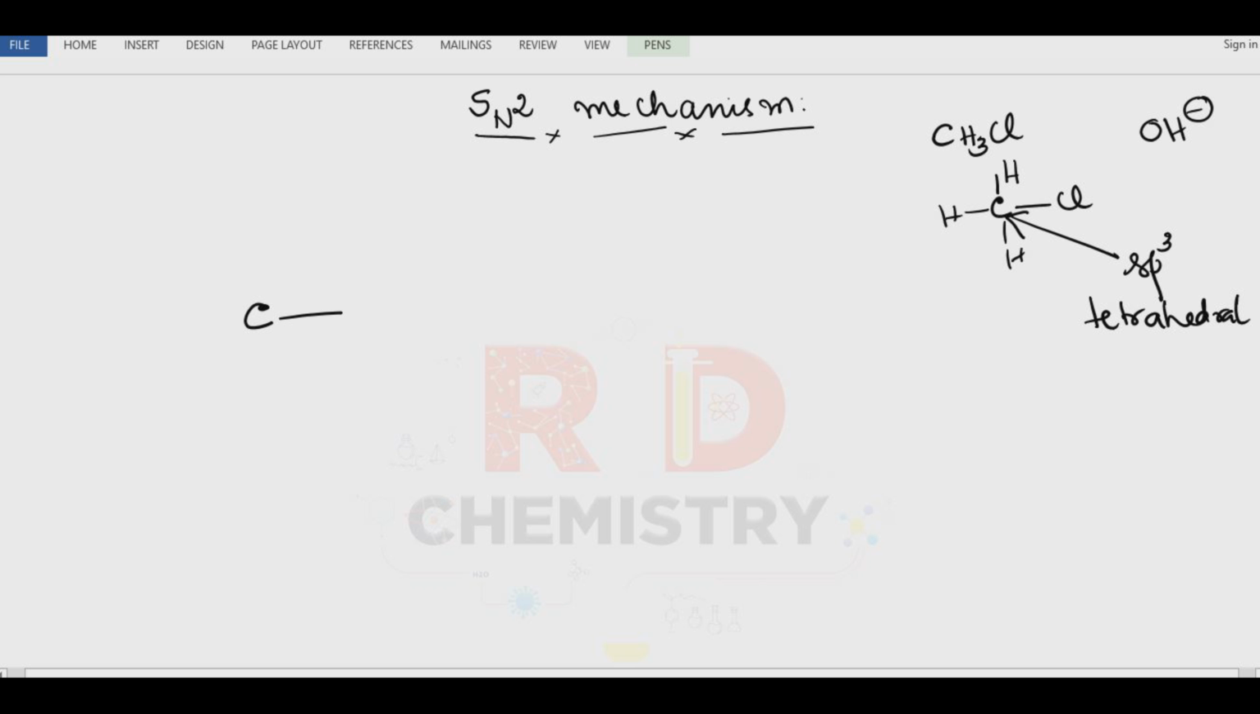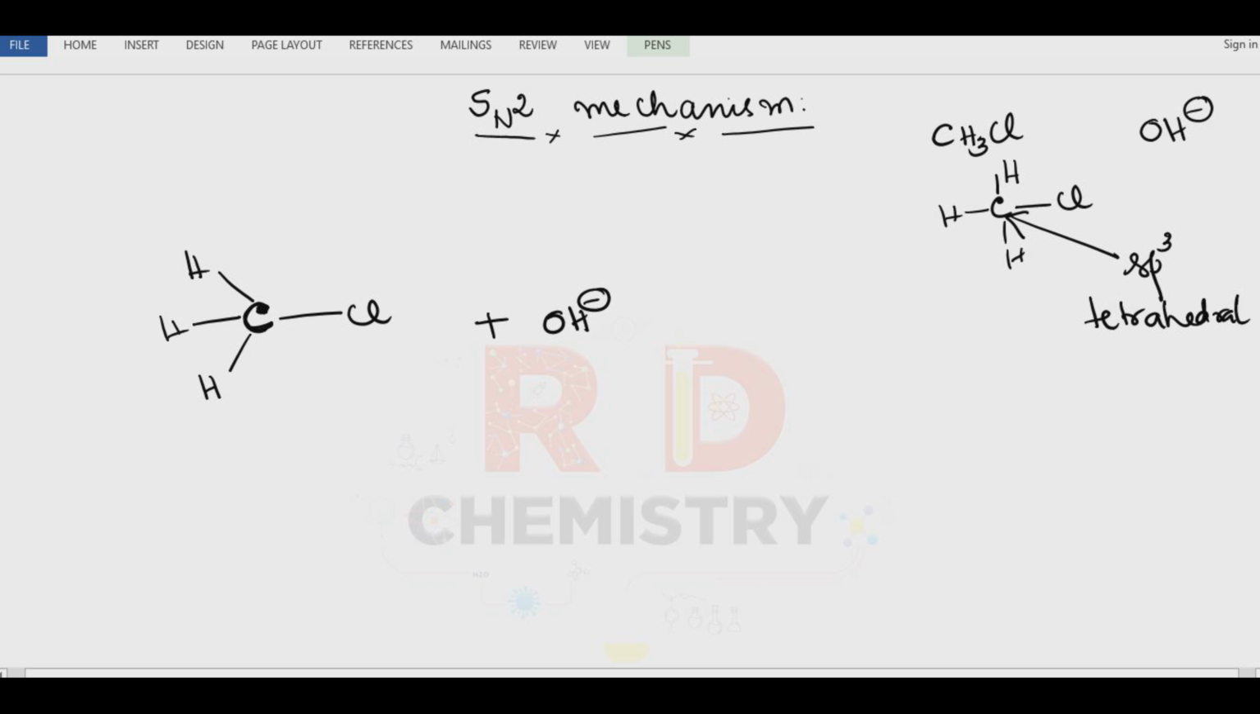Carbon attached to the chlorine, then hydrogen 1, 2, 3. I'm not going to write the three-dimensional shape. I'm going to write the two-dimensional shape here. So 2D shape it is. It reacts with the hydroxide OH minus. So OH minus should attack the carbon atom. Then chlorine should go out.